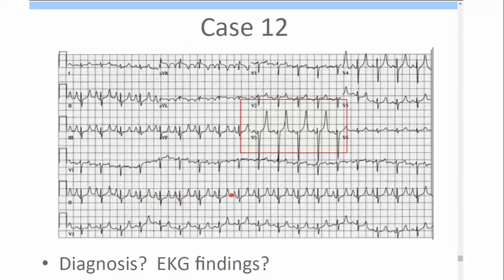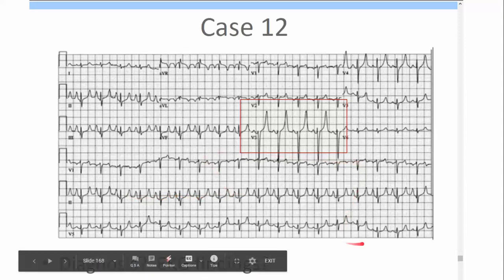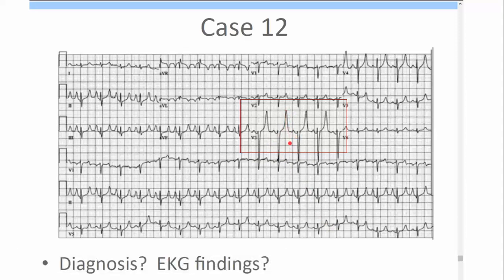They're all the same. And when you go down here in the V5 strip, again, T doesn't look like P, okay? So this is the T. If that's the T, this is the P, and very, very peaked T waves.